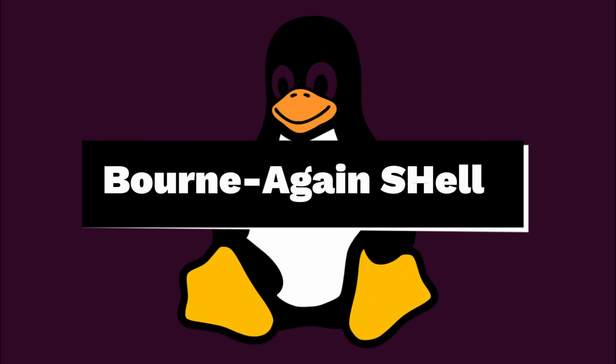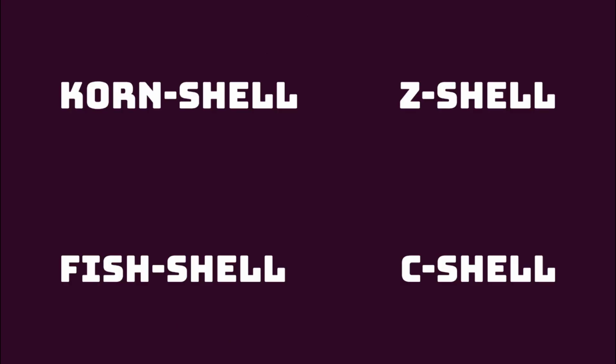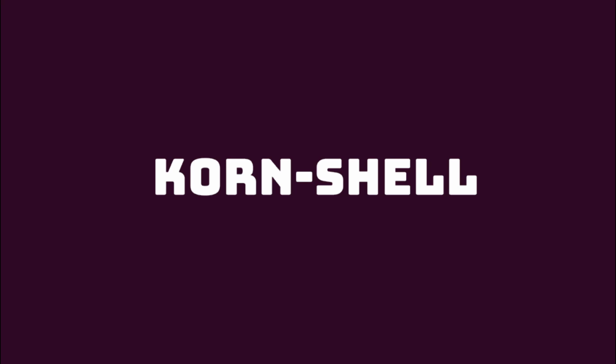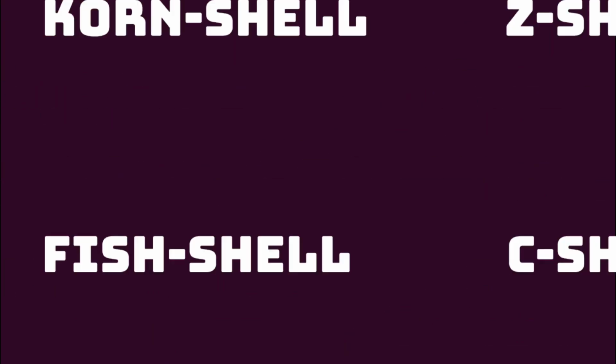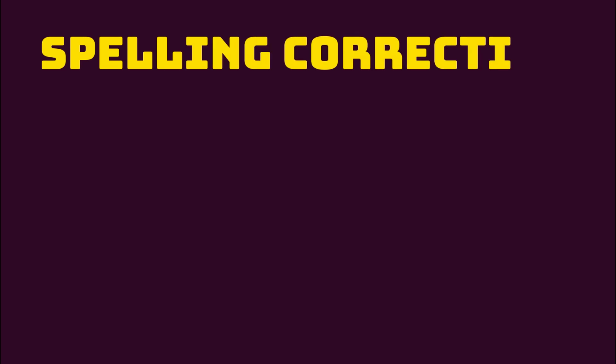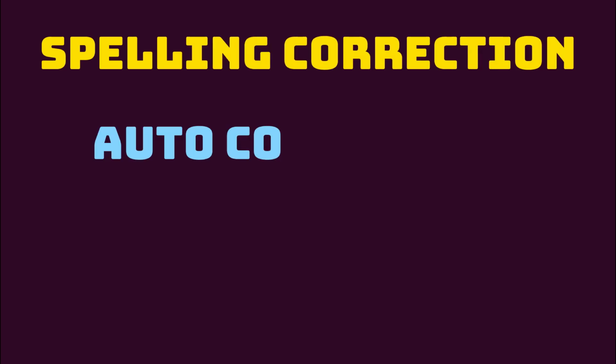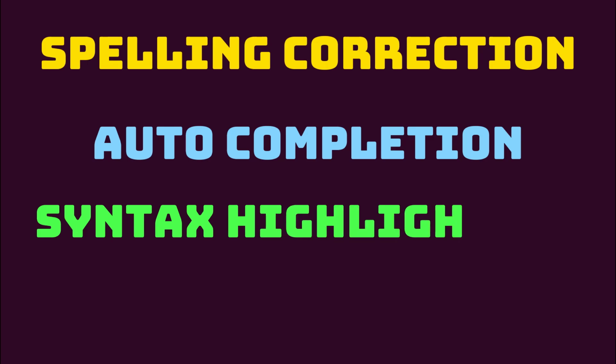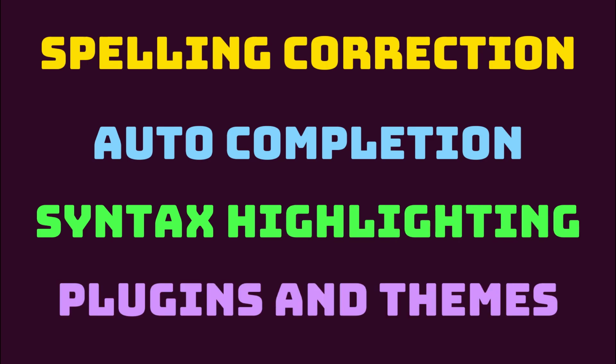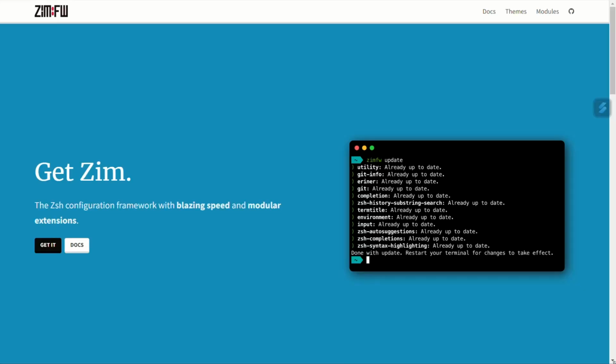Bash, or the Bourne Again Shell, is a hallmark of Linux systems. However, there are other shells out there that may offer extra functionality, such as Korn shell, Z shell, fish shell, and C shell. These shells offer automatic spelling correction, approximate auto-completion, syntax highlighting, and plugin and theming support. Today, we will take a look at important features of Z shell and Zim, which is the Z shell improved framework.